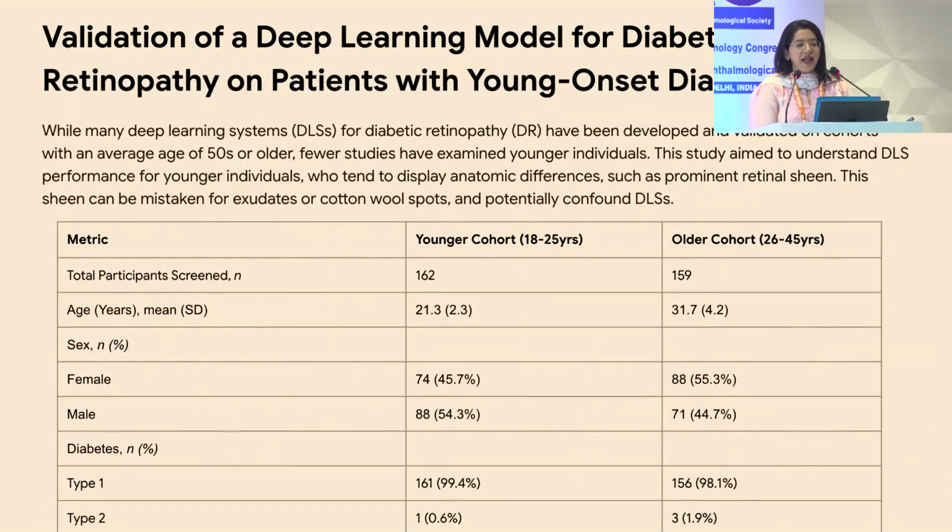So the study that we did was validation of the deep learning model for diabetic retinopathy in patients with young onset diabetes. The age group that we considered was 18 to 45 years. Our hypothesis was that most DR models, or deep learning models as we call them, are developed and validated on cohorts of patients that are much older. So they would be either in their late 40s or early 50s. What we wanted to do was to understand if our model could work in a younger age group, largely because there is a trend of young onset diabetes now, which is picking up. And secondly, in younger individuals, there are certain anatomical differences within the fundus, especially something that we call a prominent retinal sheen. So we wanted to understand if our model could perform in the presence of a retinal sheen.